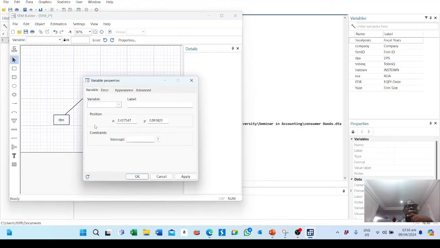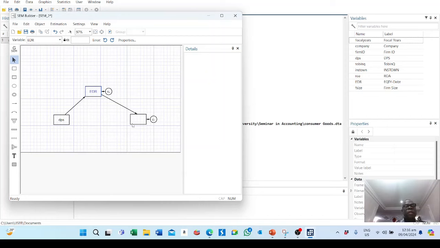So we'll select the second variable, which is our mediating variable. That is equity debt ratio. Equity debt ratio is our mediating variable, which is also an endogenous variable. So the next endogenous variable will be TobinsQ. We need to select TobinsQ from the variable list. TobinsQ, that is the next endogenous variable.